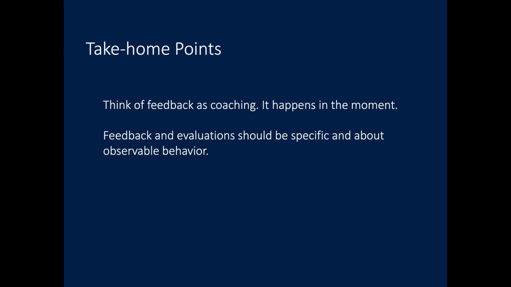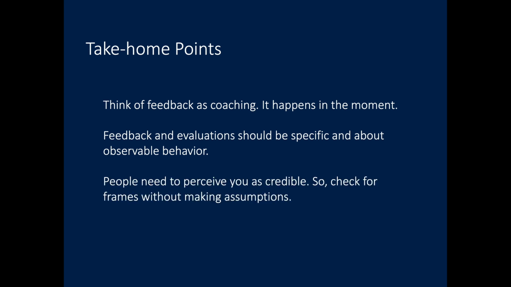Both feedback and evaluation should be specific. They need to be about observable behavior that you witness with your own eyes and not about assumptions about someone's character. This is because people need to see you as credible. So check for frames. Check to understand why your learners do what they do without making assumptions. When you do that, they will hear your feedback. They will read that evaluation and take it to heart when they believe that you are a credible source. And always try to give your learners the benefit of the doubt. We all want the benefit of the doubt. We all want others to not make assumptions about why we do what we do.